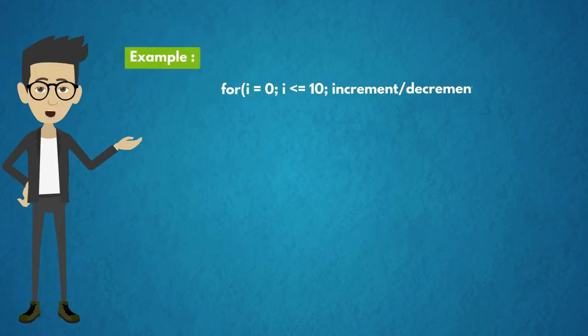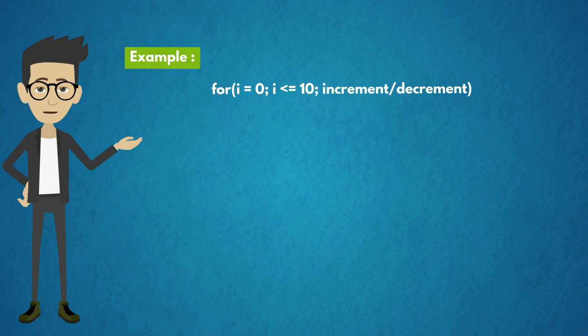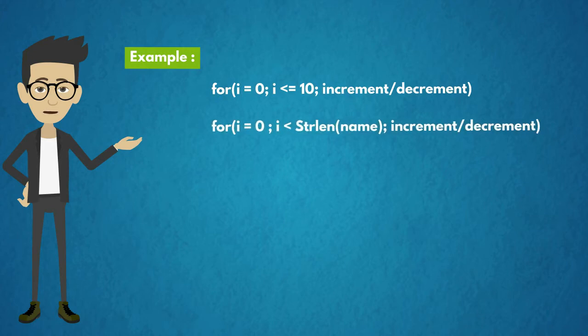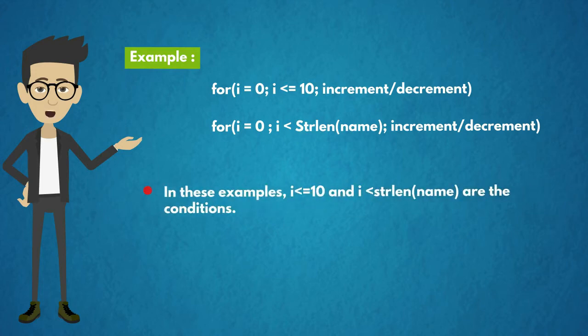Example is, for i = 0; i < 10; increment or decrement. In the second example, i = 0; i < string length; increment or decrement. In these examples, i < 10 and i < string length are the conditions.